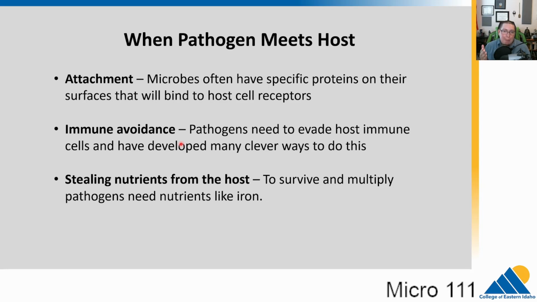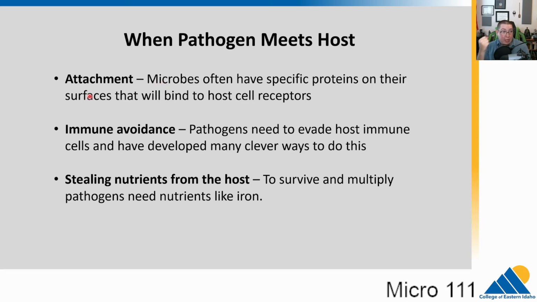Okay, so what happens when the pathogen meets the host? Well, it's got to do three things. The first thing, as we talked about, is it needs to attach, right? Otherwise, it's going to get washed off or excreted or whatever. So microbes often have special proteins on their surface that allow them to bind to what we call host cell receptors. These are things on the outside of cells that usually get signals, right? But the microbes trick them into holding on, and they attach to our cells.